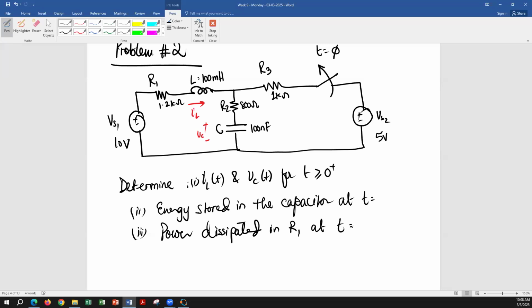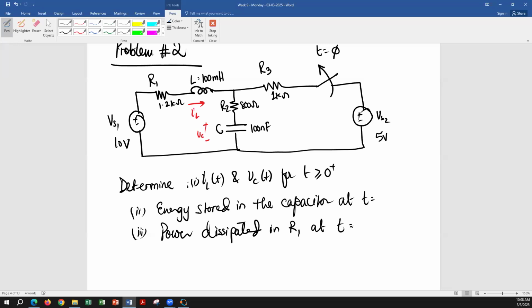Before we start solving the circuit, actually, of course, IL and VC we are solving over and over again in the last few problems. Who is going to tell me the second part? How are we going to find the energy stored in the capacitor at some time t greater than 0, of course? I'm going to put down that time, but how are you going to find that energy stored in the capacitor? Who is going to tell me that?